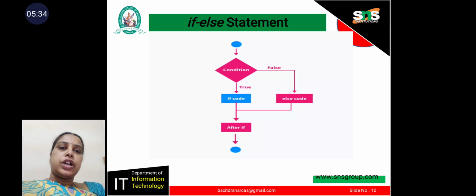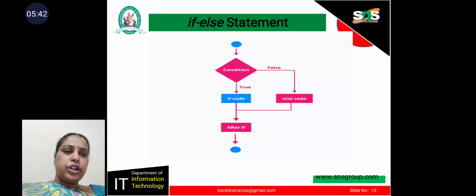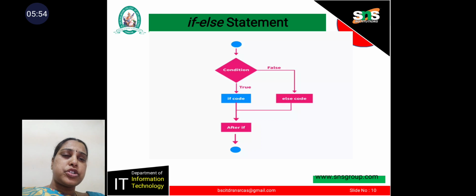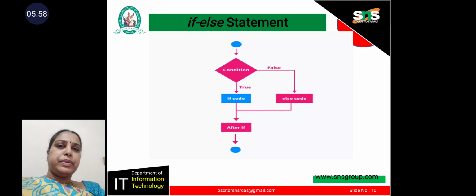This is the flowchart of the if else statement. Here also, first it will check the condition. If the condition is true, it executes the if code, and after it executes the if block, it goes to the exit block. If the condition is false, it goes to the else portion and executes the statements, and after that it executes the remaining statements.